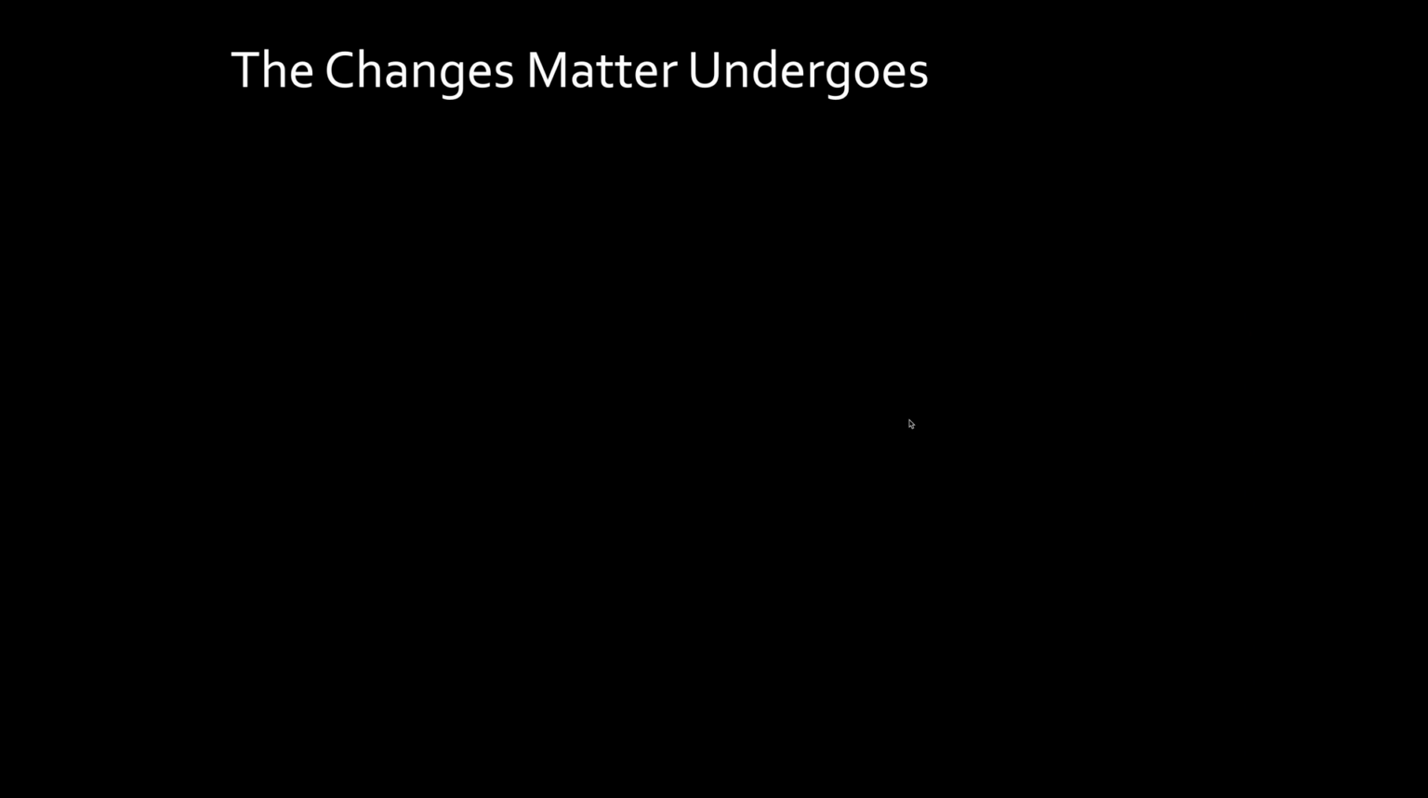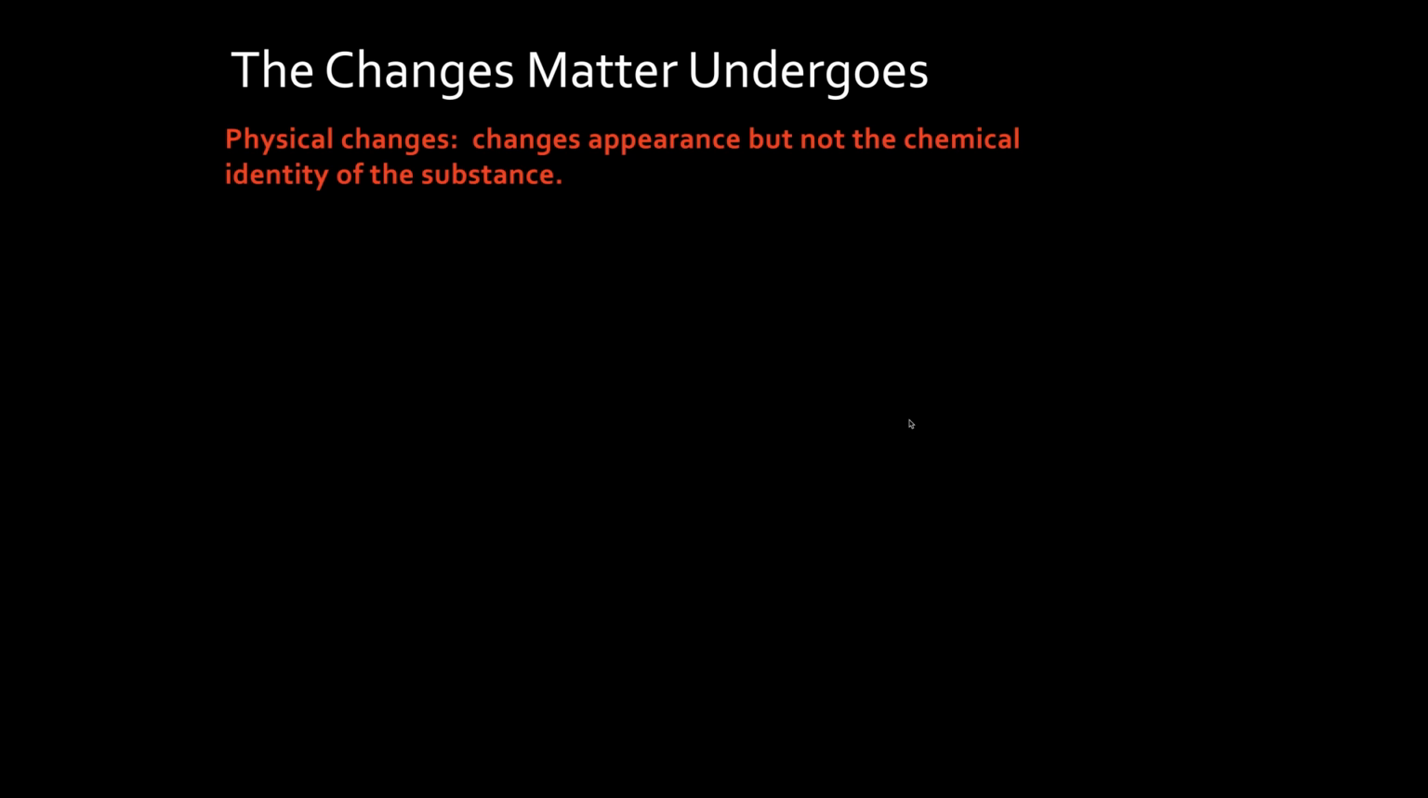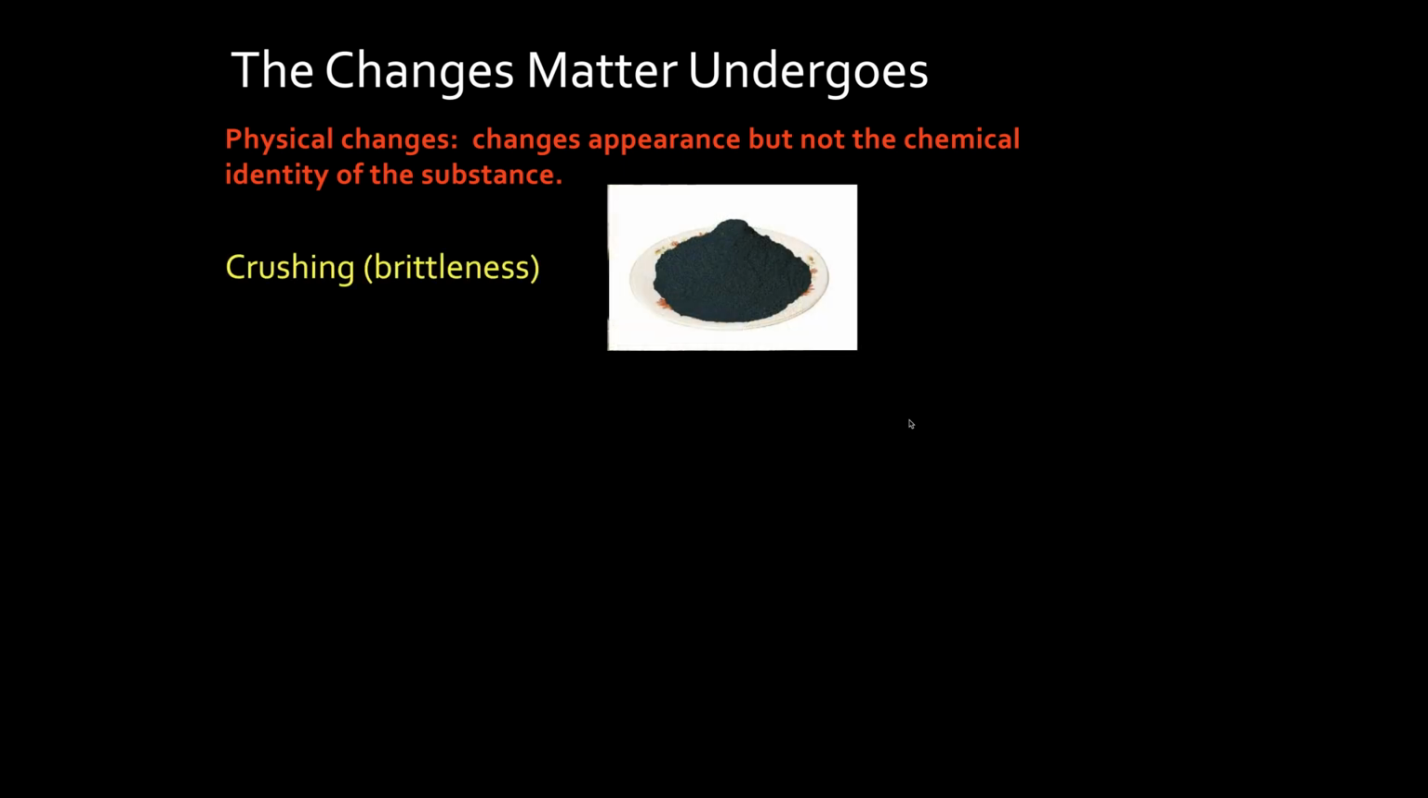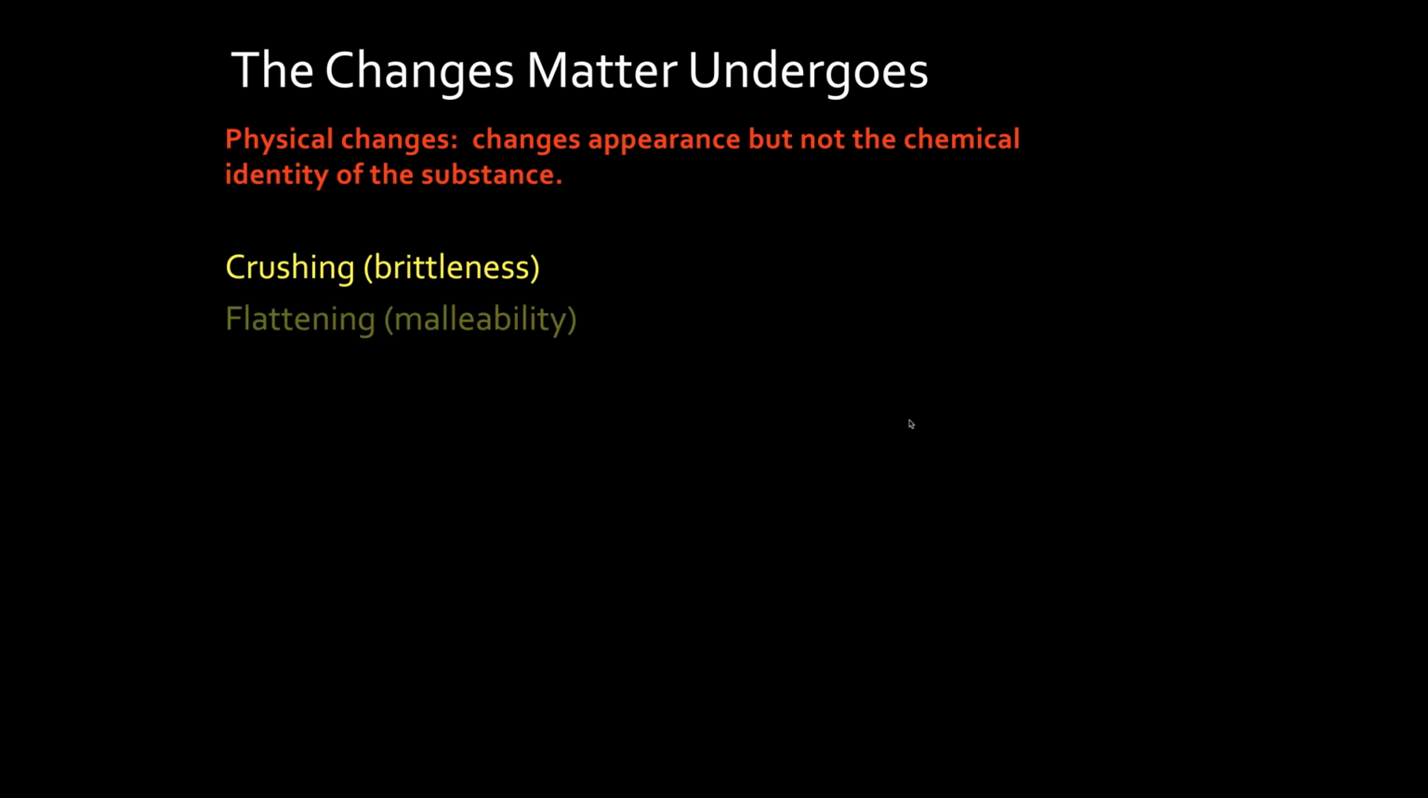So that's matter. Now let's take a look at the changes that matter undergoes. There are two basic kinds of changes. We have physical changes, which change the appearance but not what the substance is actually made of. If you have the same substance before and after the reaction, then it's not a chemical reaction. It's actually just a physical change. For example, when you crush something, it's still made of the same stuff. It just now has a higher surface area.